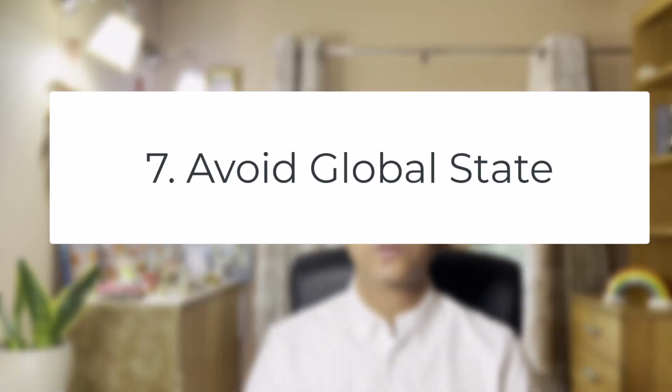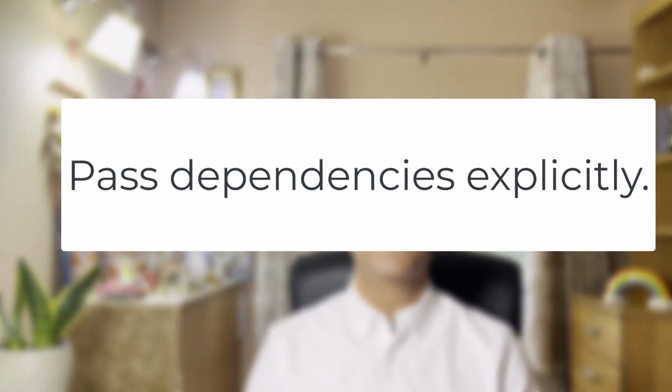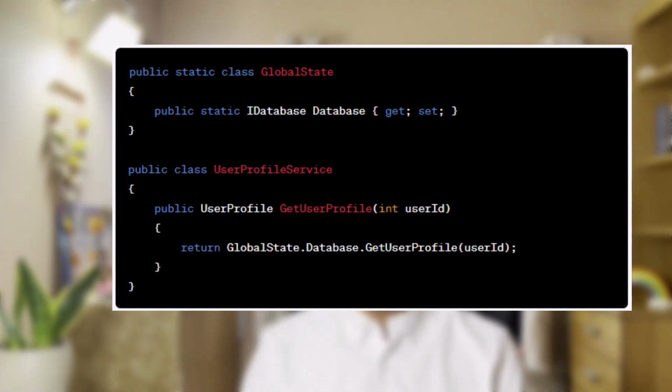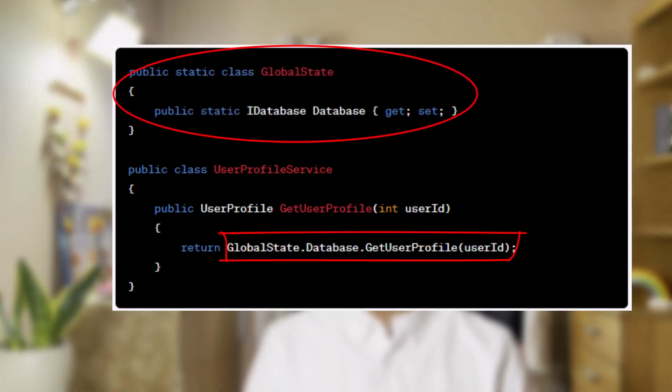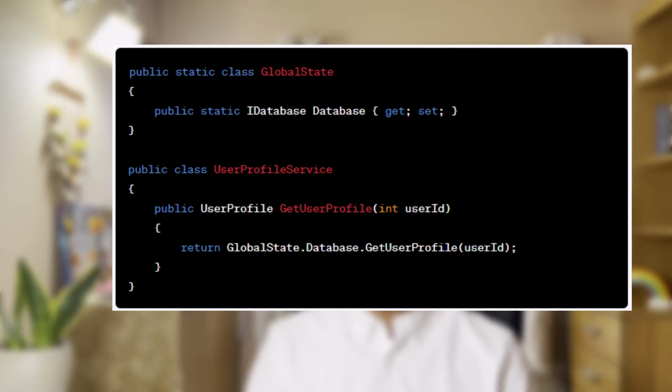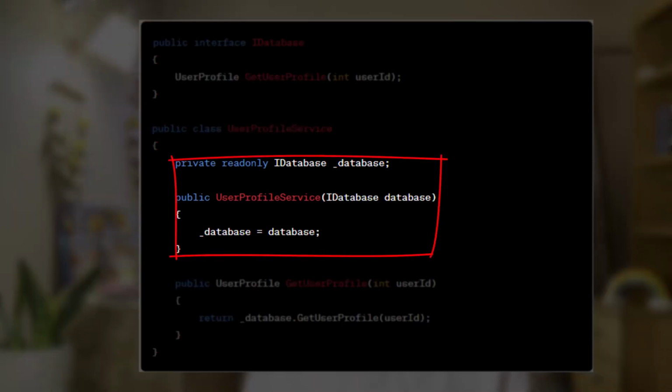And that leads to the next point. Avoid global state. Global state can lead to unpredictable behavior and tight coupling. Instead, pass dependencies explicitly. Suppose you are handling an application that manages user profiles, and you have a class called UserProfileService, which uses a global state to access the database. It's really a wrong way, as it leads to tight coupling and unpredictable behavior. The right way is to remove the global state and pass the dependencies, IDatabase, explicitly to the UserProfileService via its constructor. And my next point is connected with this.